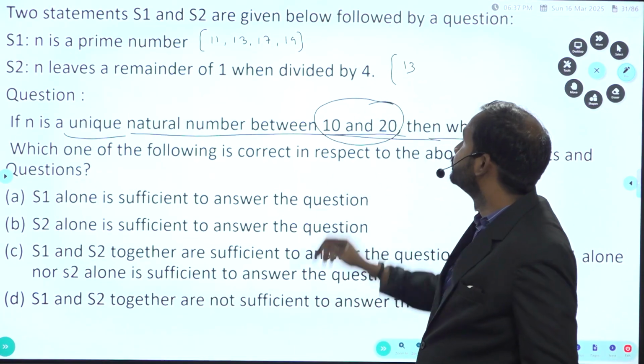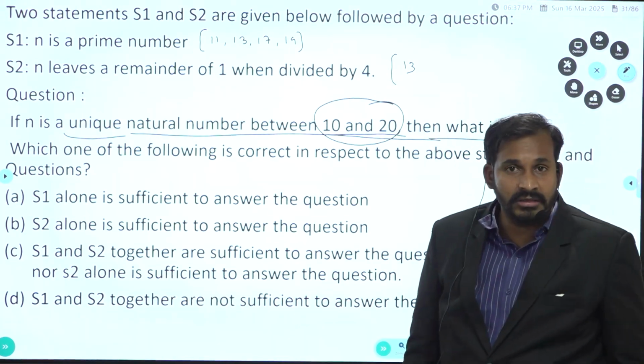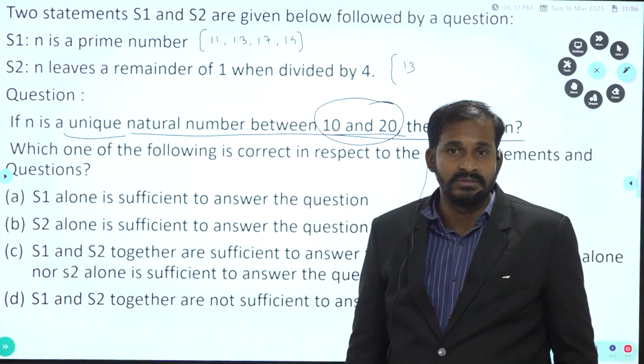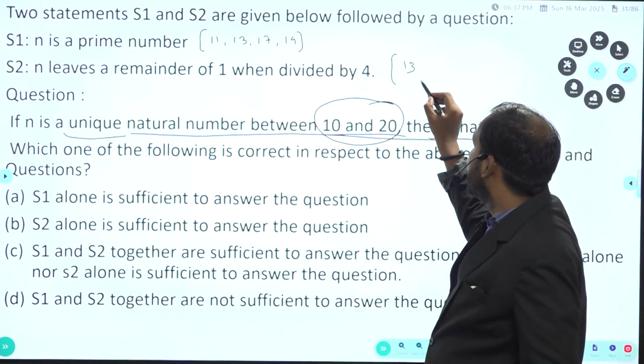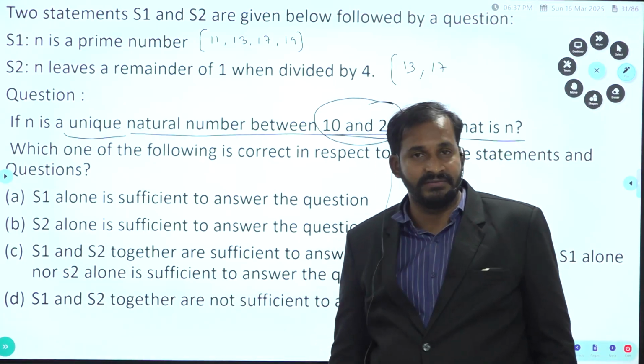13 leaves a remainder 1. Am I correct or not, when I divide with 4? Yes. Next, 17, it will leave a remainder 1 when I divide it with 4.